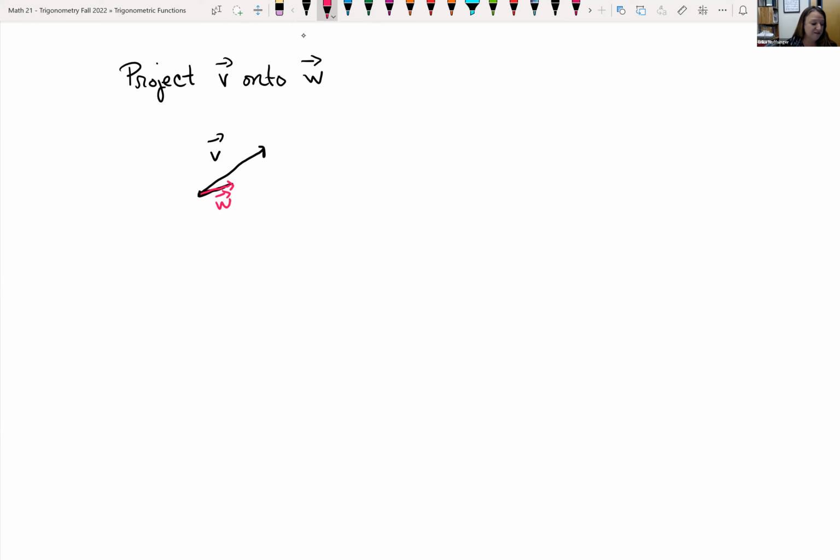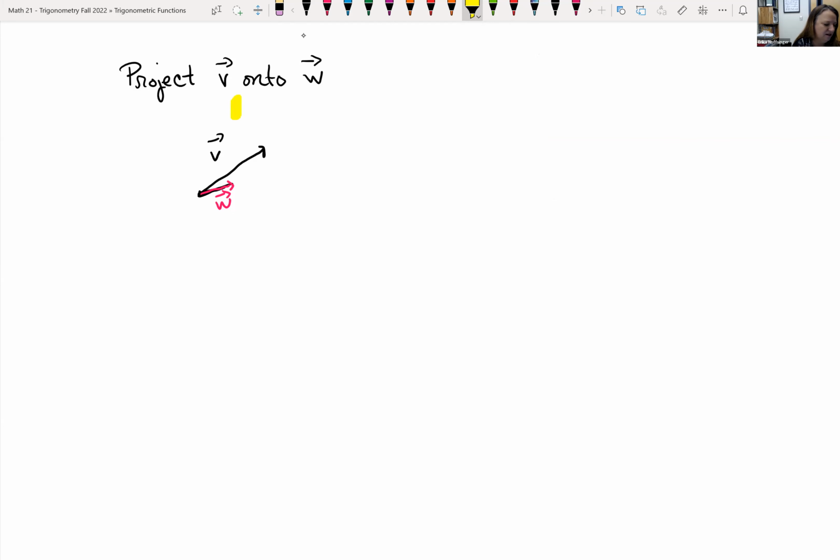And we want to project vector V onto W. So kind of think of this as maybe we have out here this sun. Suns have to be yellow.